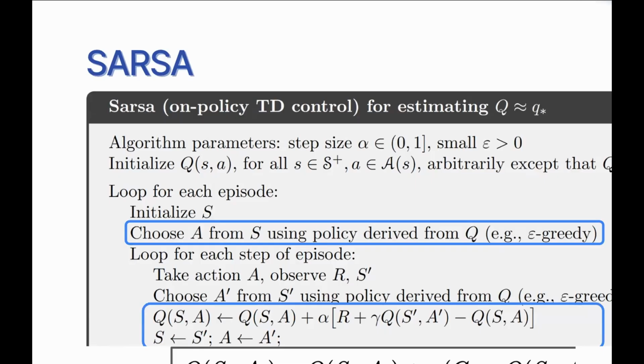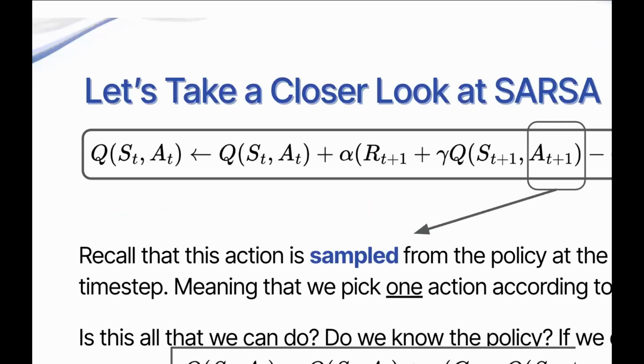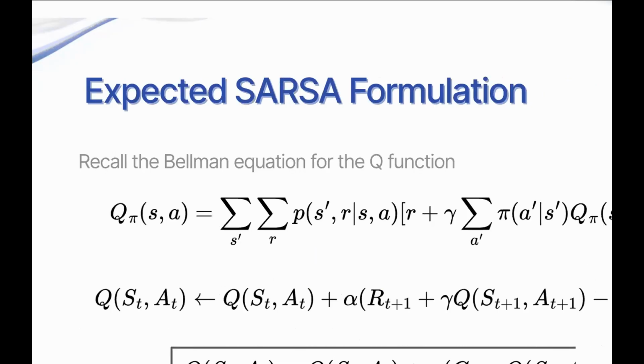Now there's something called expected SARSA. This is a separate algorithm. What is expected SARSA? Let's take a closer look at SARSA. Recall that this action is sampled from the policy at the next time step, meaning that we pick one action according to the policy. But why do we need to do that? Because we already know the policy. That's something the agent knows. Recall the first week, it's inside the agent. So why do we need to sample? Because recall that sampling increases variance, and we don't like variance. We want things to be stable.